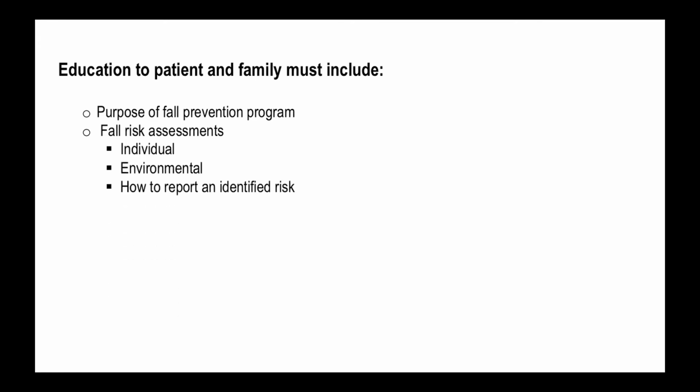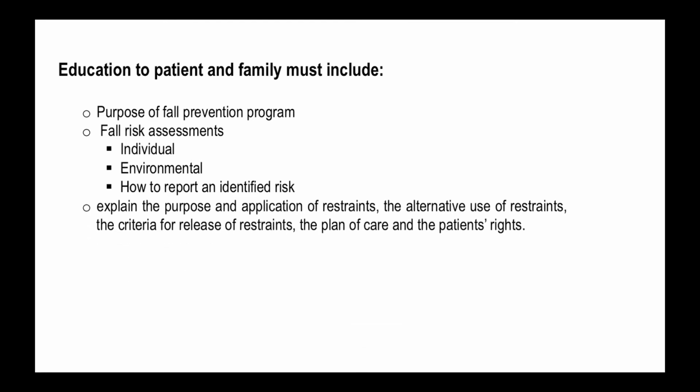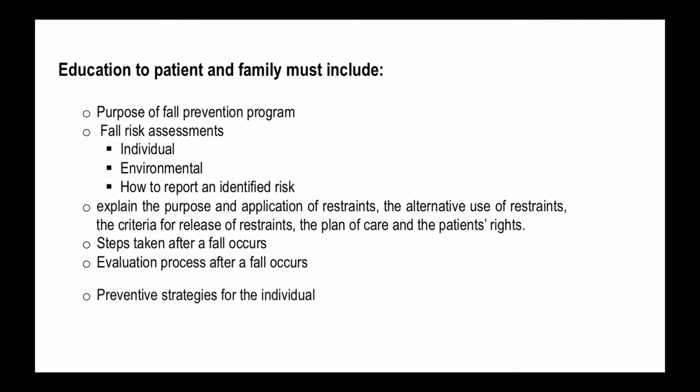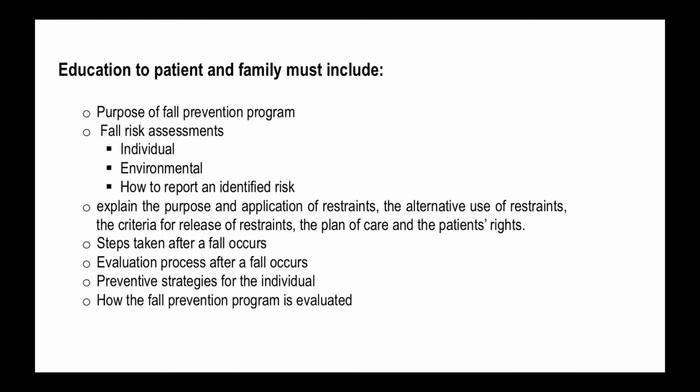Education to patient and family must include the following: purpose of fall prevention program, fall risk assessments, which includes individual and environmental, and how to report unidentified risk. Explain the purpose and application of restraints, the alternative use of restraints, the criteria of release of restraints, the plan of care, and the patient's rights. Steps taken after a fall occurs, evaluation process after a fall occurs, preventive strategies for the individuals, and how the fall prevention program is evaluated.